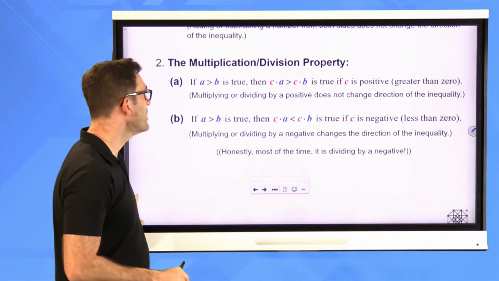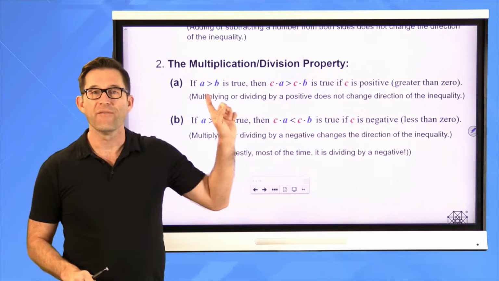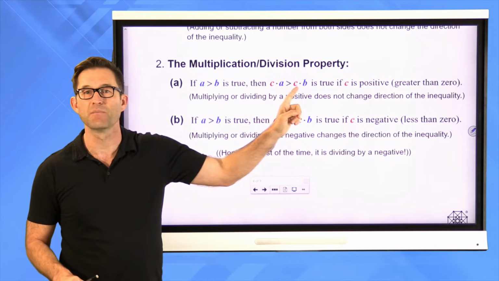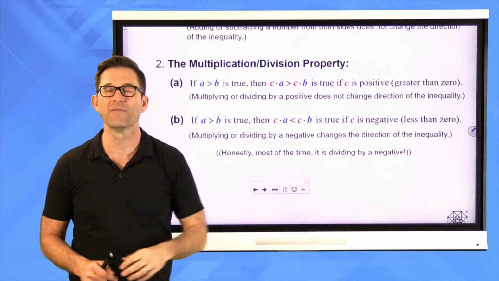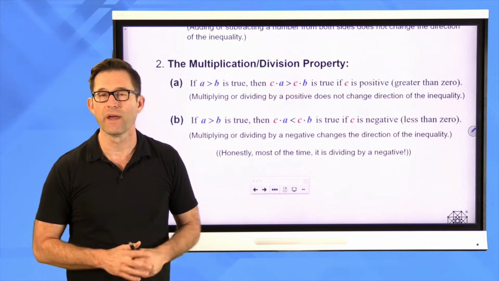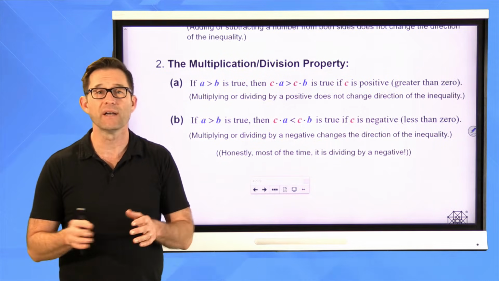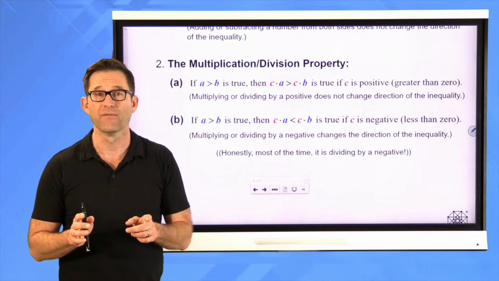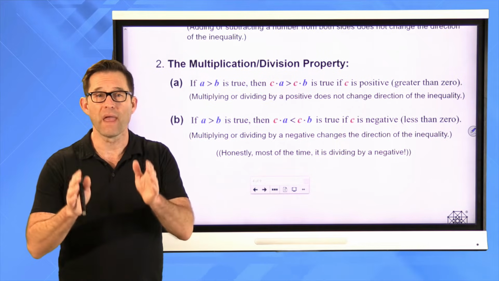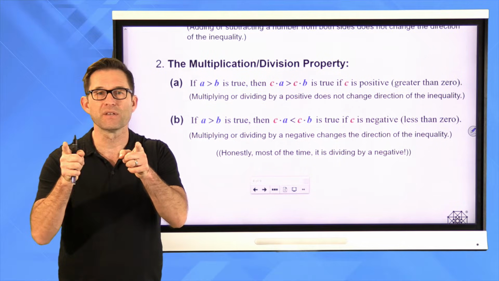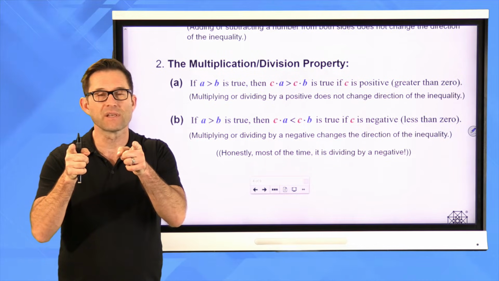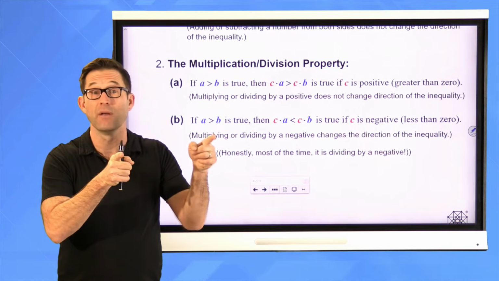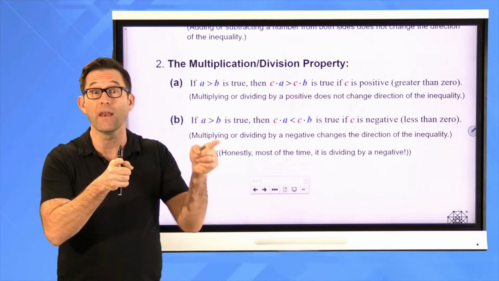Now, the multiplication-division property. If A is greater than B is true, then C times A is greater than C times B will be true if C is a positive number. And that also works for division. So in other words, if I multiply both sides of an inequality by a positive number, or divide both sides of an inequality by a positive number, then the inequality remains true. And again, you can still think about it in that positional way. If I have two numbers like this and I multiply them both by 2, they'll both get farther away from the origin, but the one that was on the right will remain on the right.